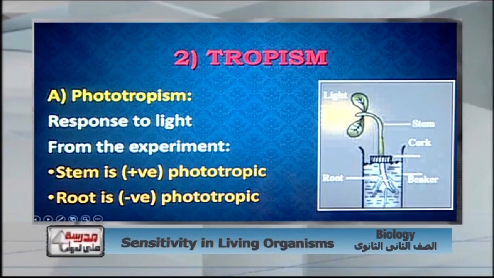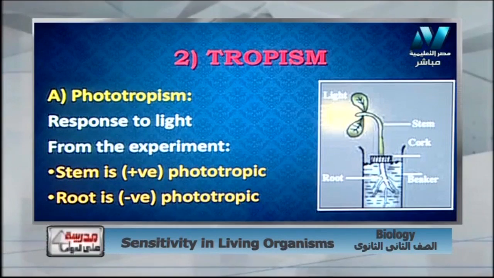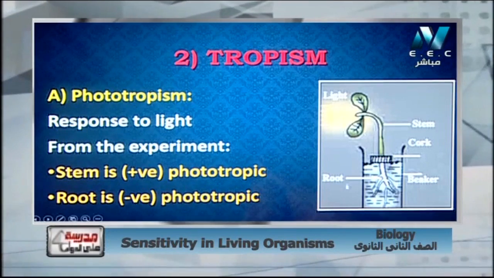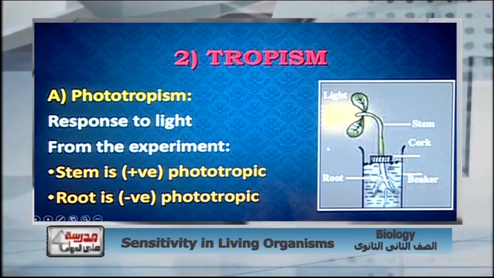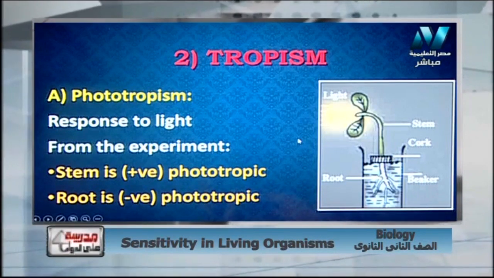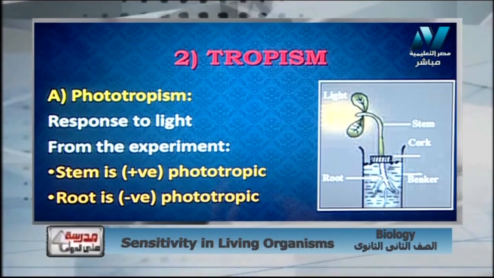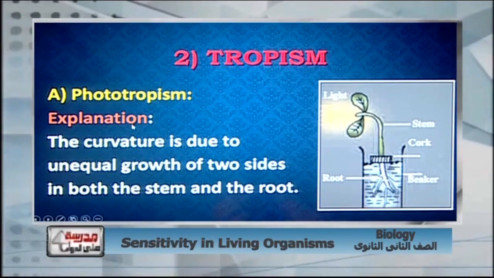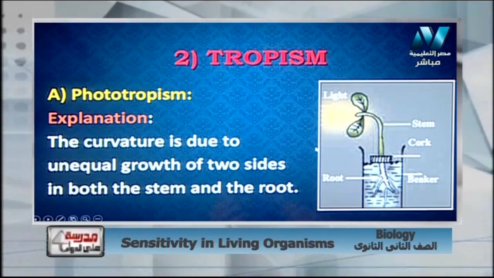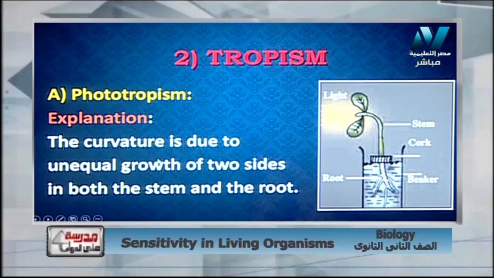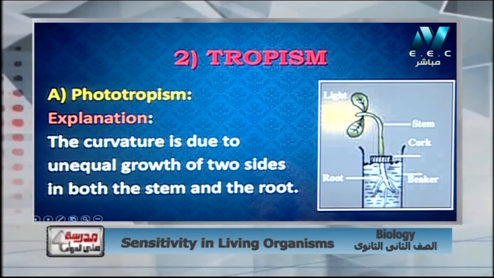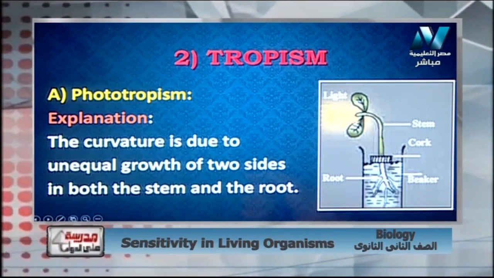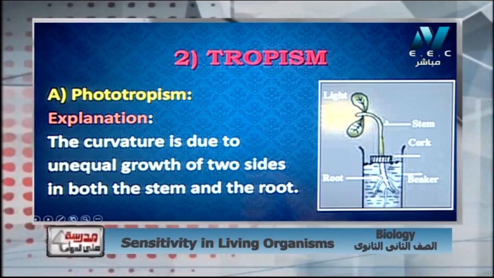Positive phototropic means that the stem bends towards the light and the root bends away from light. This is why it is negative phototropic. What causes bending or curvature of the stem or the root towards or against the light? The explanation of this experiment is that the curvature is due to the unequal growth of two sides in both the stem and the root. Unequal growth means one side grows faster or more than the other side.